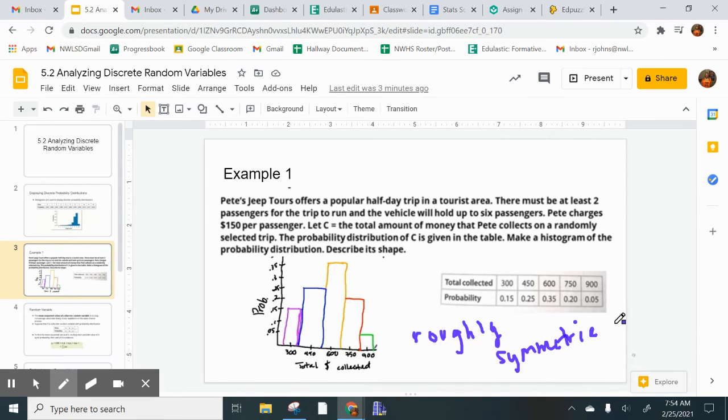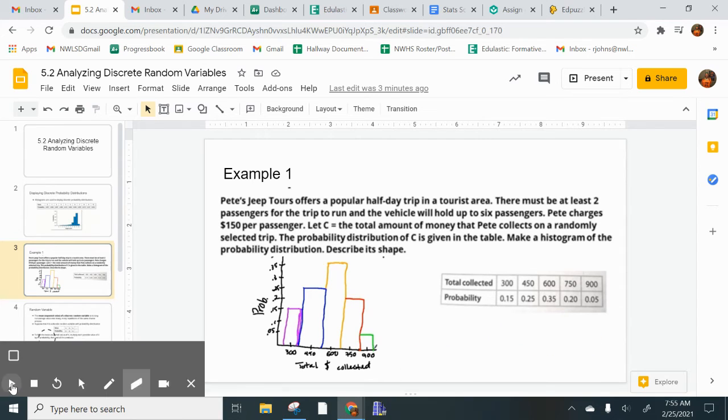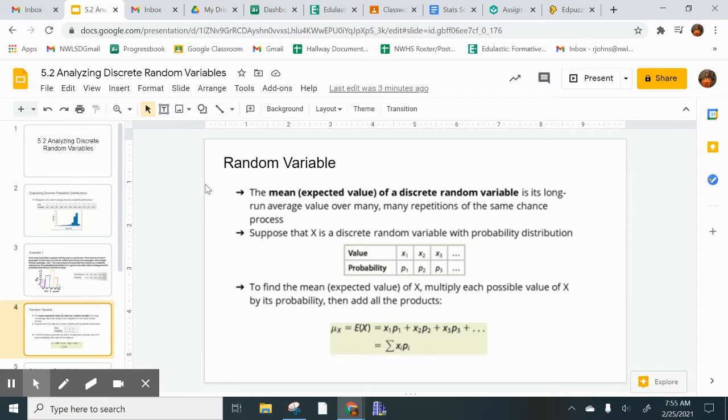So I would say that this distribution is roughly symmetric. Okay, so with mean, or the expected value of a discrete random variable, notice these two words mean the same thing. To find the expected value of x, we're going to multiply each possible value by its probability, then add them together.